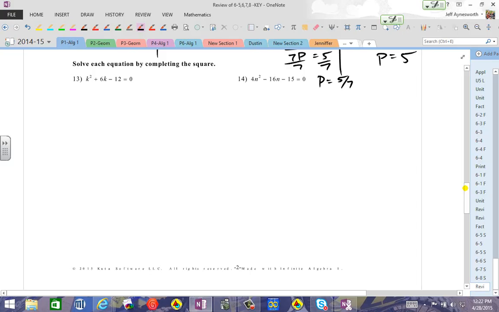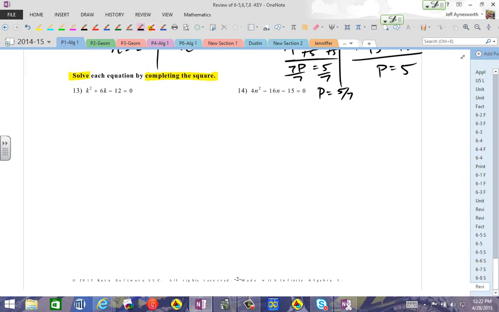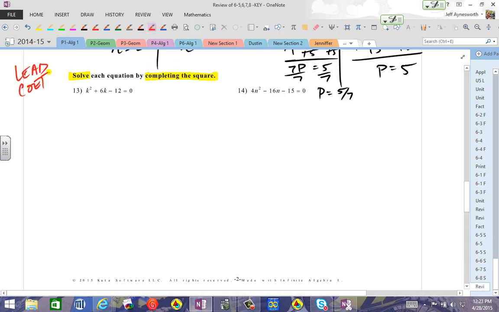All right, in this one, we want to solve by completing the square. So the lead coefficient must be 1. Well, let's write that down in the margin. Lead coefficient must be equal to 1. It is right here, but not here, so be careful with that. I'm going to add the opposite and get the constant on the right. So I get k squared plus 6k plus blank is equal to 12 plus blank.